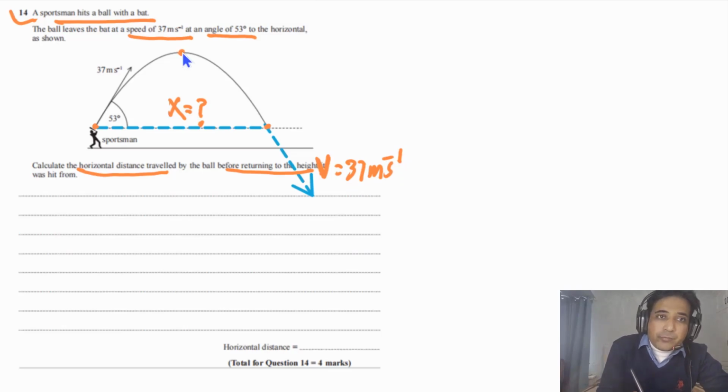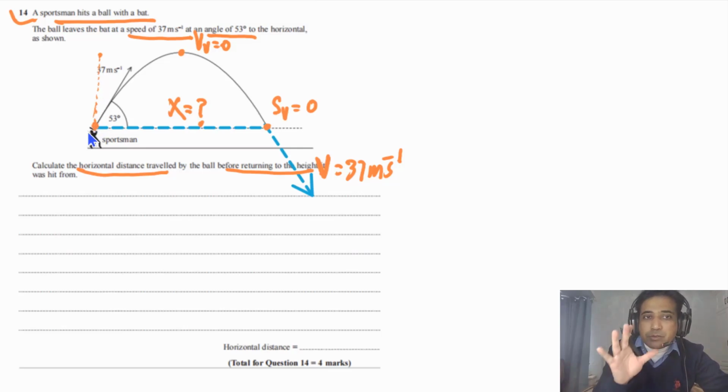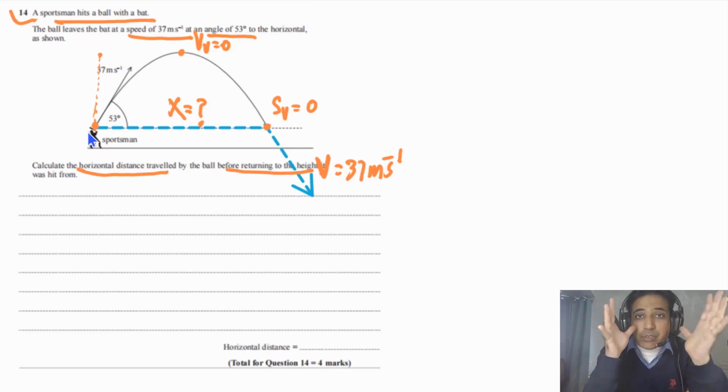At this point, we can also say the vertical component of the velocity has to be equal to 0. And at this point, vertical displacement sy has to be equal to 0 because the ball started from this height and came back to the same height. So we can also draw it like this: the ball went up like this and came back to the same point. So the vertical displacement is equal to 0. So these are the informations we have. Now simply we need to use kinematic equations and we can find the answer.